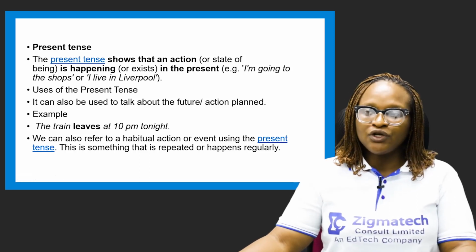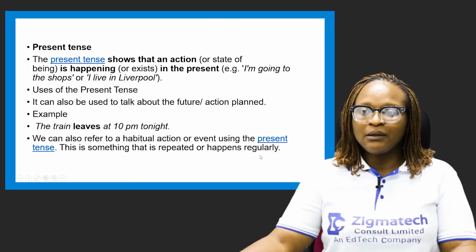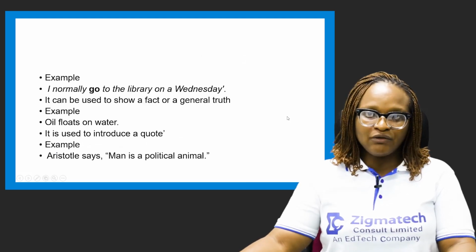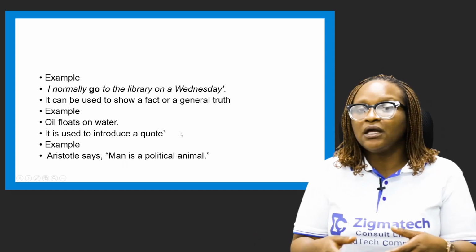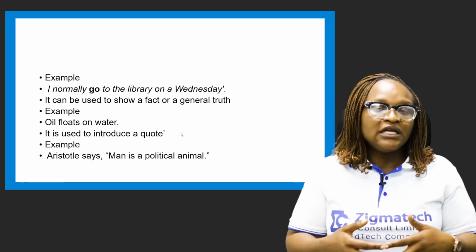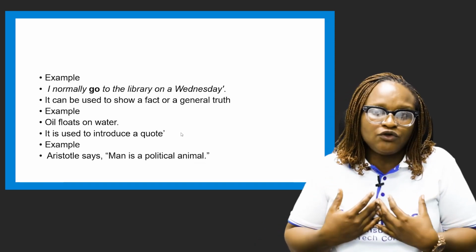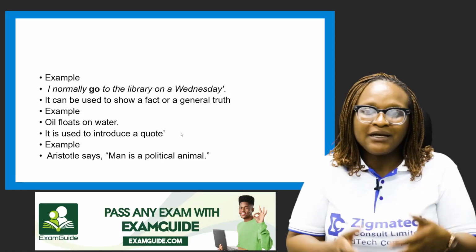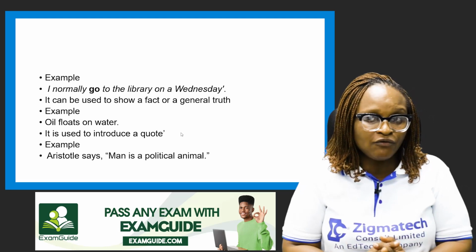Number two is to show habitual action. This is something that is repeated or happens regularly. He smiles a lot. That's habitual. He smiles a lot is what he's fond of. I normally go to the library on a Wednesday. That's habitual. What the person is fond of.